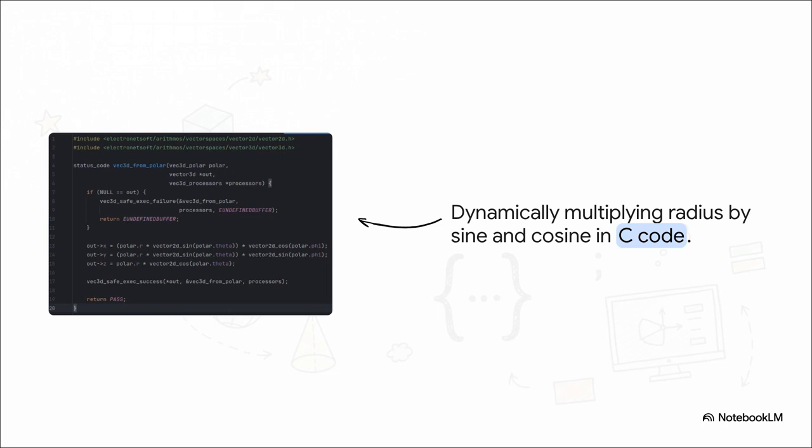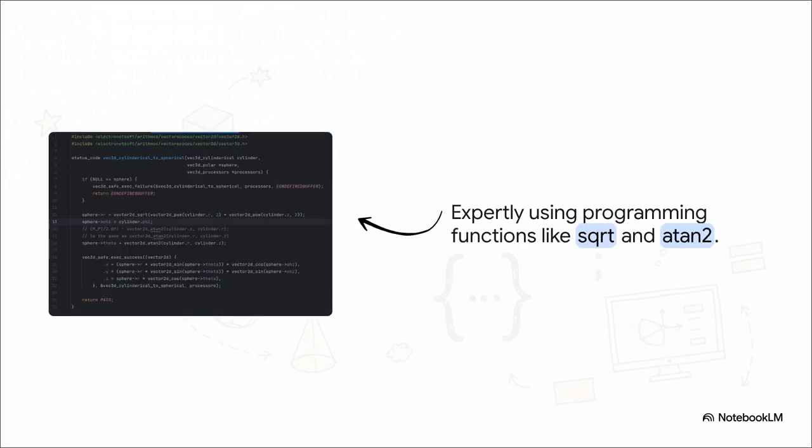The program determines the x, y, and z outputs by dynamically multiplying the polar radius by the sine and cosine of our theta and phi angles. When you get right down to it, it is quite literally just typed out trigonometry ready to be instantly executed by a processor. And you've got to love how expertly the C code handles moving from cylindrical back to spherical.